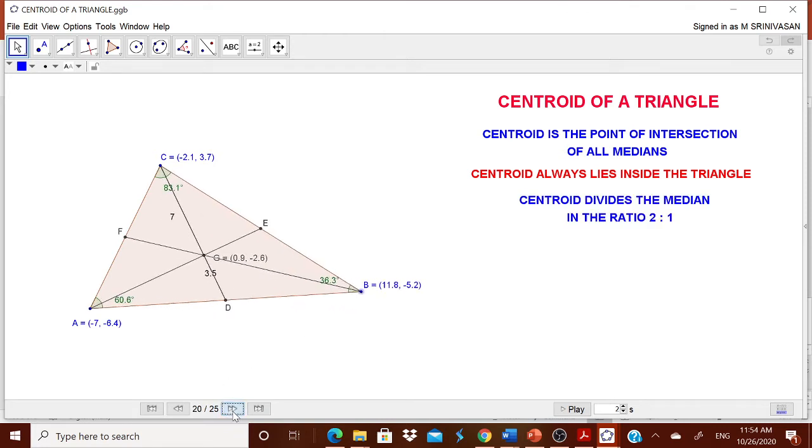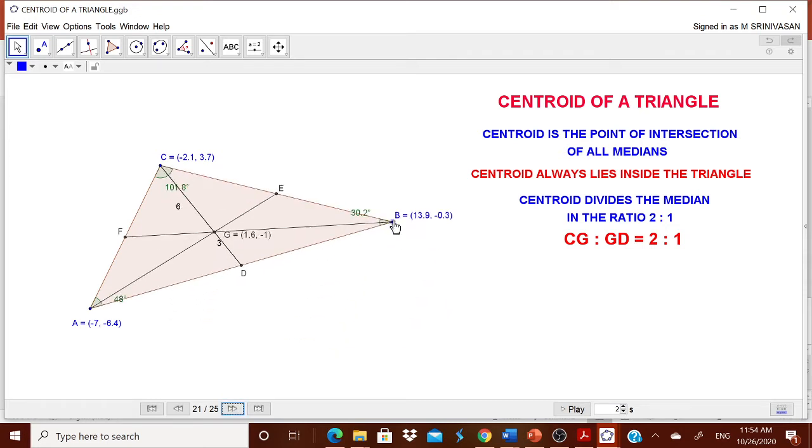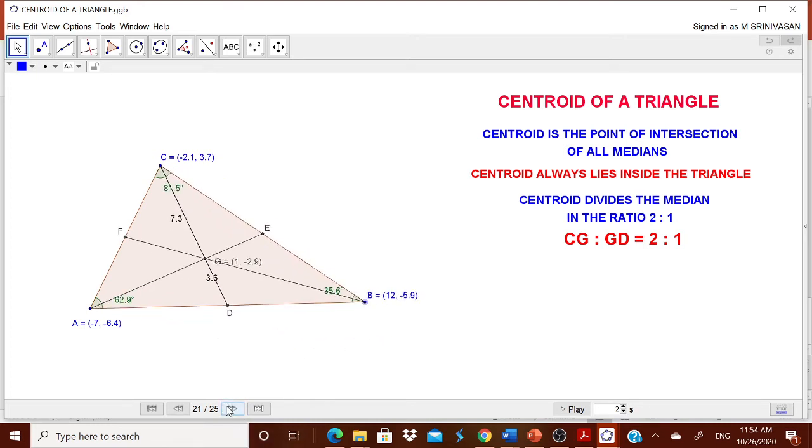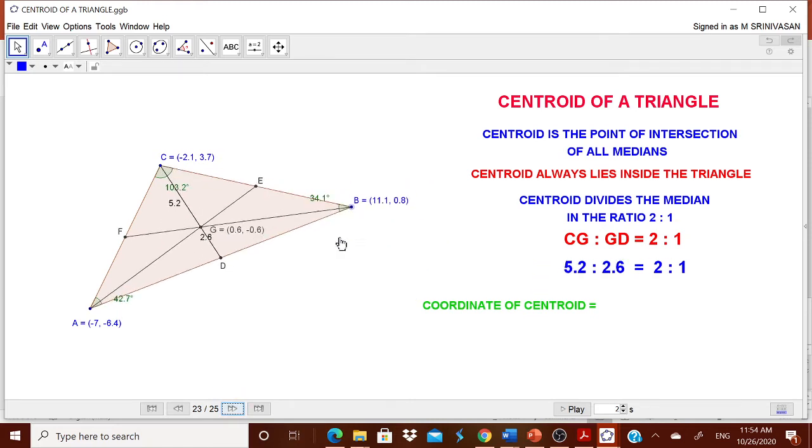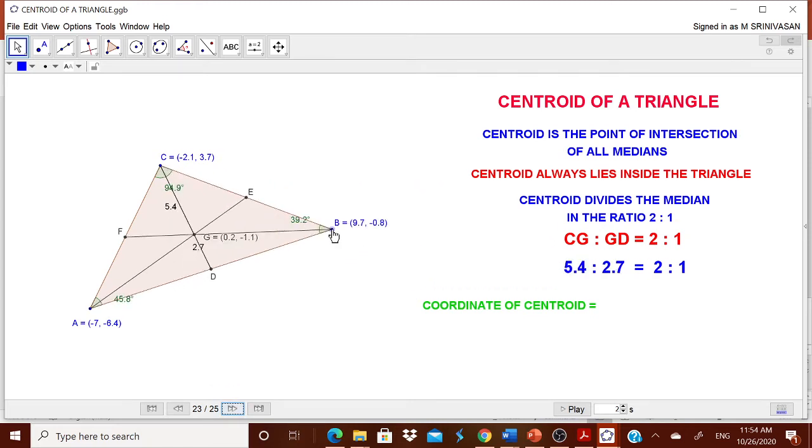Then what is the next property of the centroid? The centroid divides the median in the ratio 2:1. That also we will tell them, that CG is to GD. We will take one of the medians and tell that CG is to GD is 2:1. We will put it in any place and tell them that it is always 2:1. Wherever you keep it, it will always be 2:1.